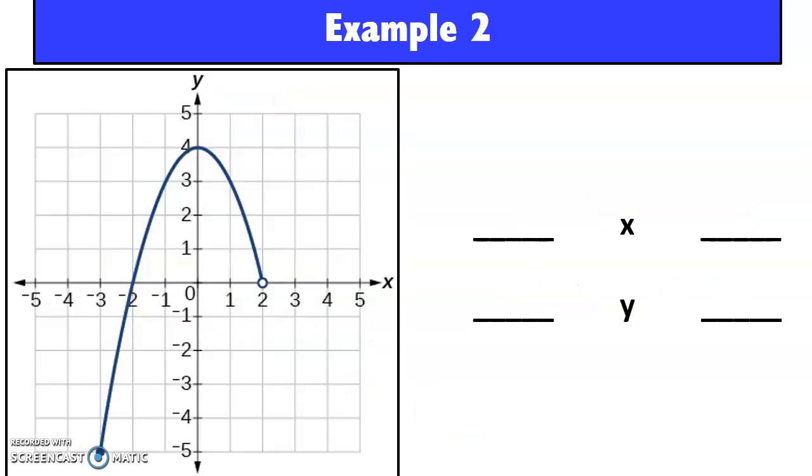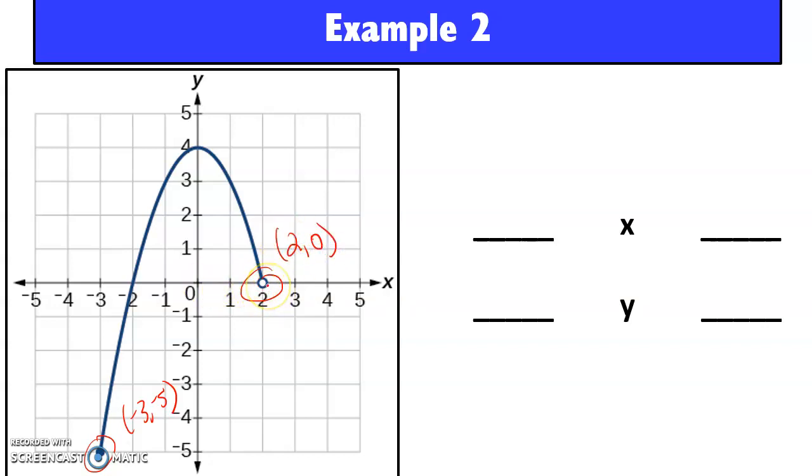Alright, here's another one. So this one you'll notice has a closed circle and an open circle. So nice example for us. So what is my leftmost point? It's going to be this closed circle right here. So that's at -3, -5. And my rightmost point right here is at 2, 0.